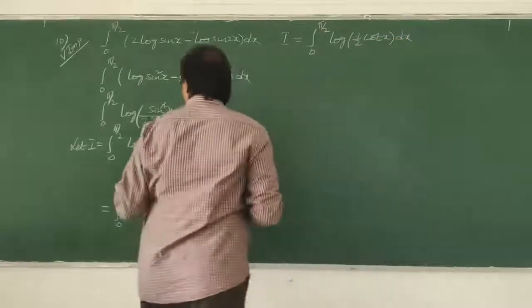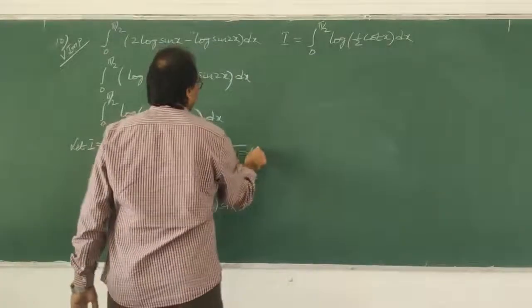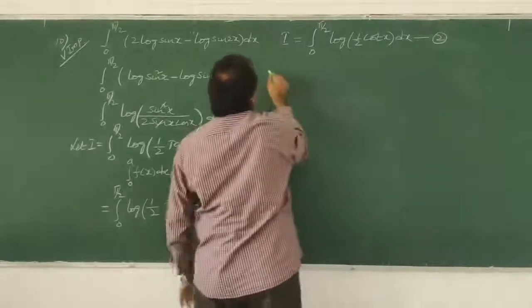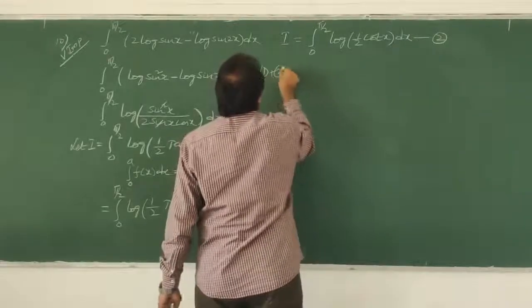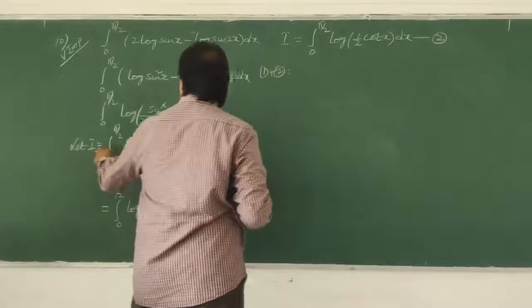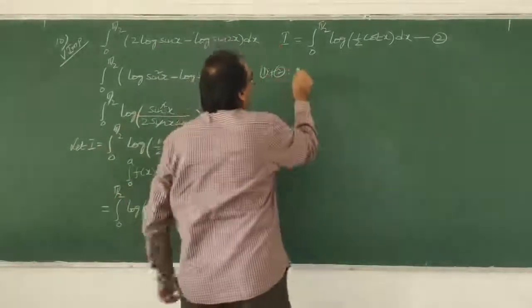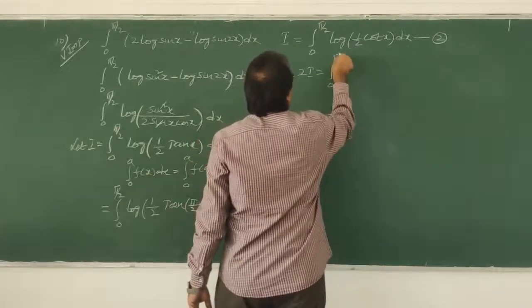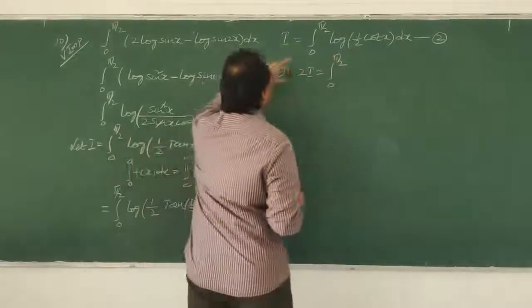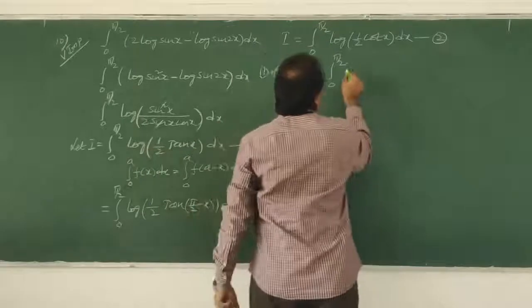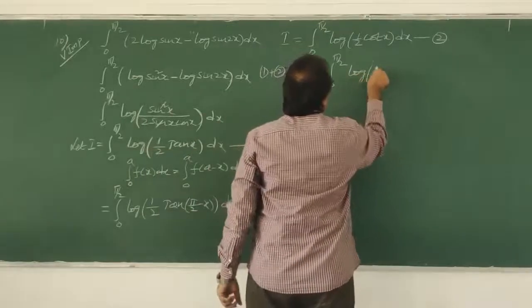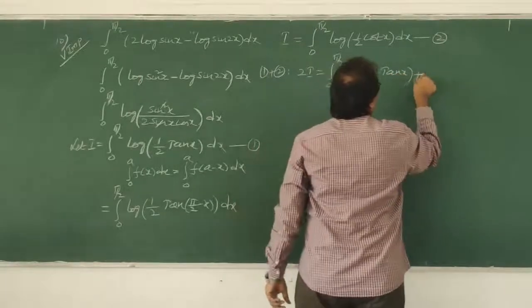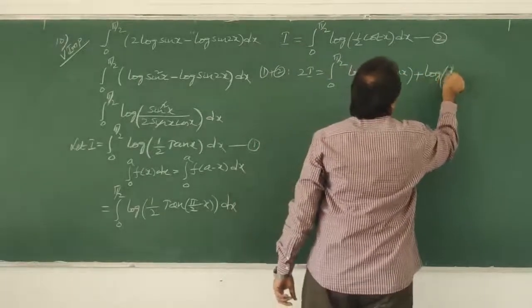Say for the time being, this is equation 1, and this is equation 2. Now add 1 plus 2. Here I is there, here I is there, I plus I, 2I is equal to integral 0 to pi by 2, because here 0 to pi by 2, here 0 to pi by 2 common. Here how much is there? Log of half tan x plus log of half cot x.